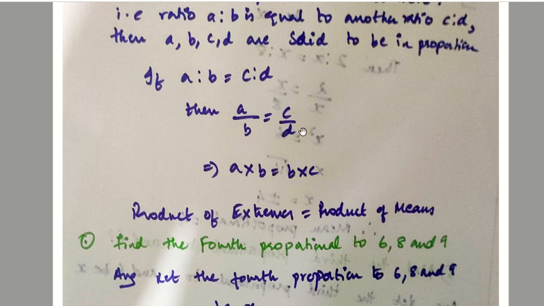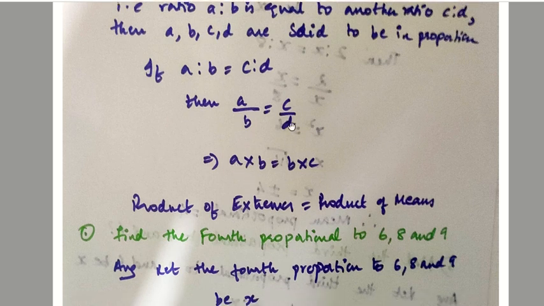A by B is equal to C by D, which gives A into D is equal to B into C. When you cross multiply, it is A into D, which is equal to B into C.